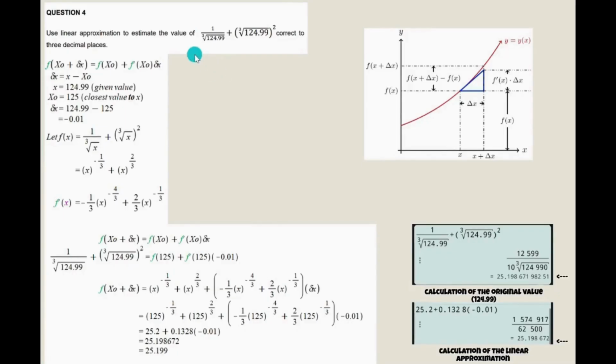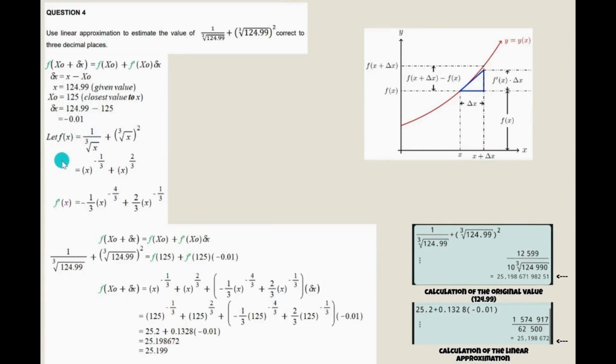Moving on to question number 4, it asks us to solve this problem using the linear approximation method. So the formula of linear approximation is given by f of x naught plus delta x equals f of x naught plus f prime of x naught multiplied by delta x. The formula of delta x is also equal to x minus x naught, and x here in this case is the given value, which is 124.99, and x naught is the closest value to x and is also an integer. So we'll choose the value of 125. Then plug these two values into the formula of delta x and we'll get negative 0.01.